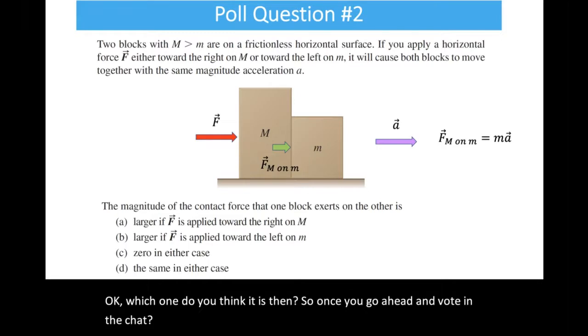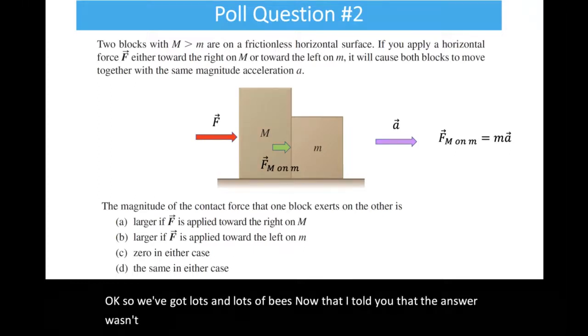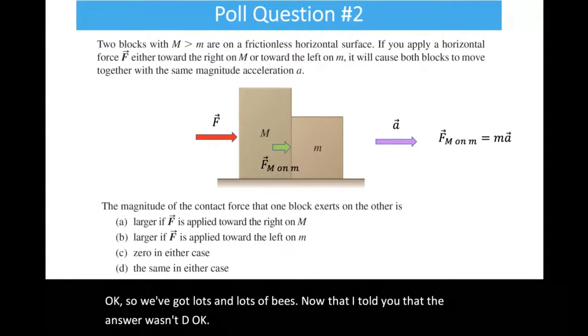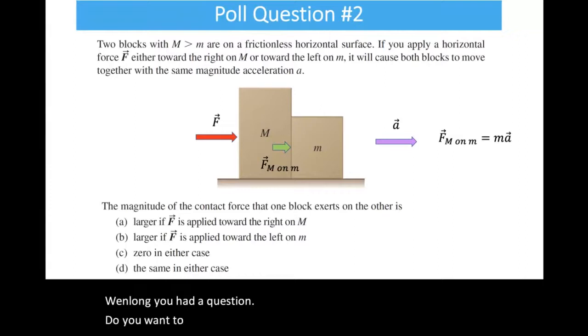Okay, so we've got lots and lots of B's now that I told you that the answer wasn't D. Okay. Wen Long, you had a question? Do you want to type it in the chat, or did you not have a question? All right, well, let's try and explain this one while you type your question.